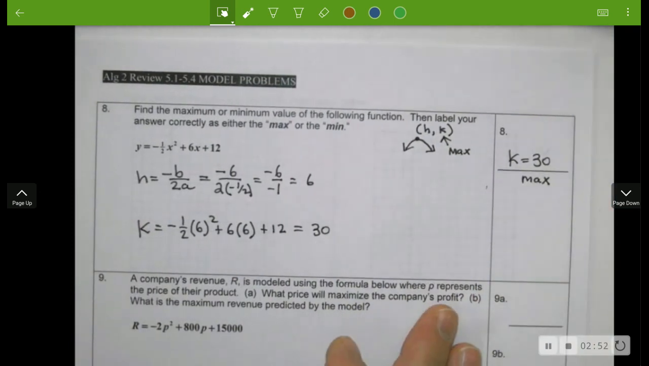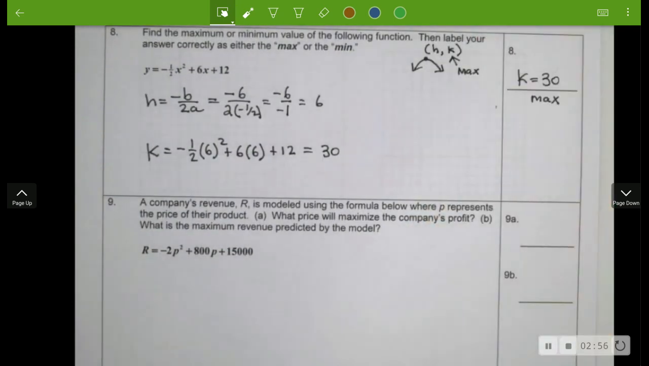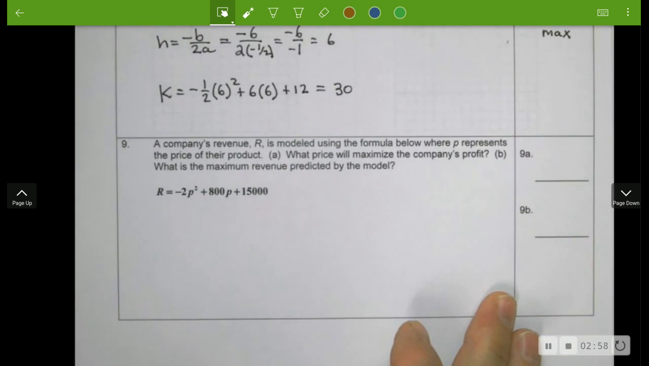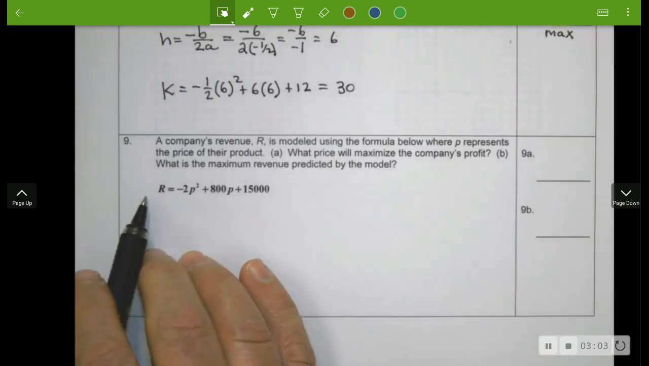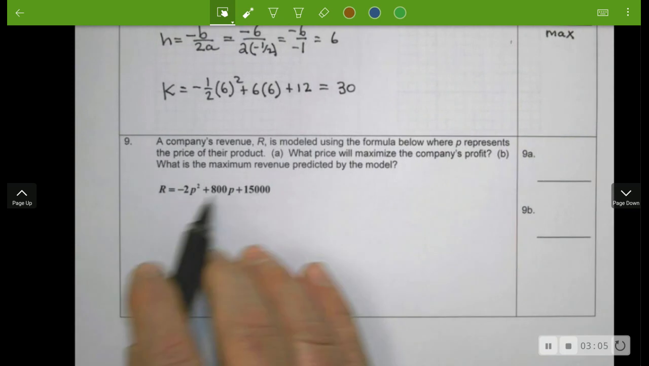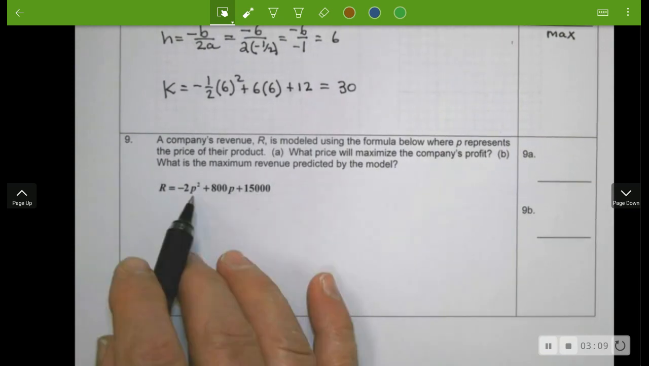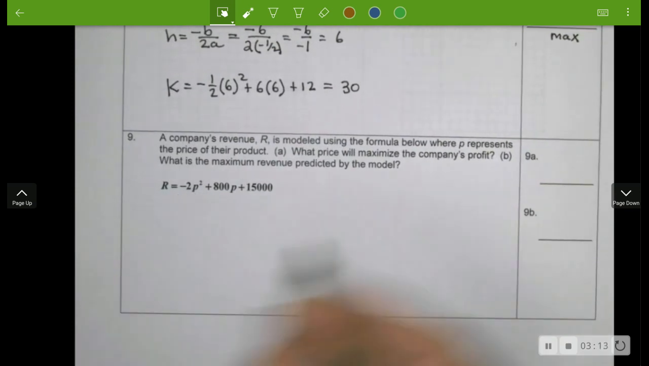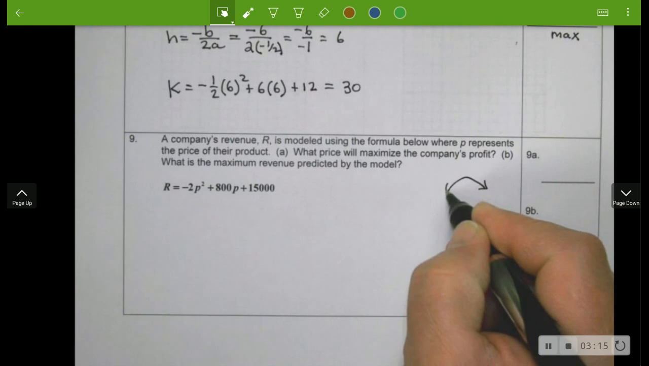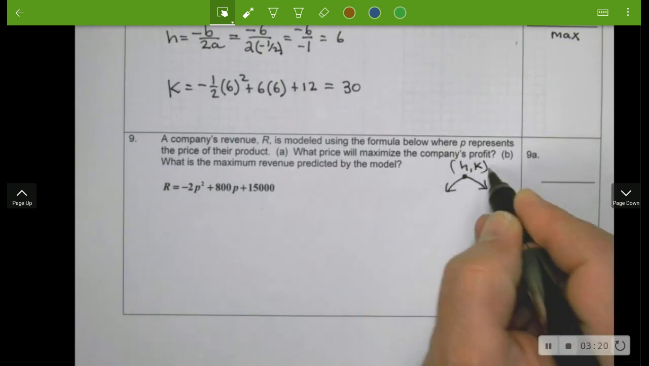Okay, so problem 9 is the same type of problem. It's just an application of it. So the revenue R for a company is affected by the price they charge for their product. And you can tell this is a parabola because of the p squared there. It'll be an upside down parabola, so once again we're going to find the maximum value here at h, k. And we're looking for the k, it'll be a max value.